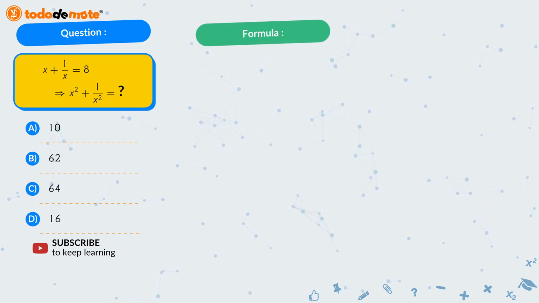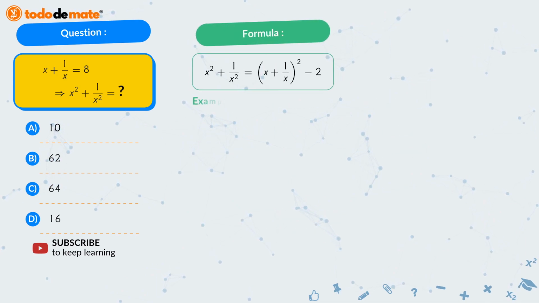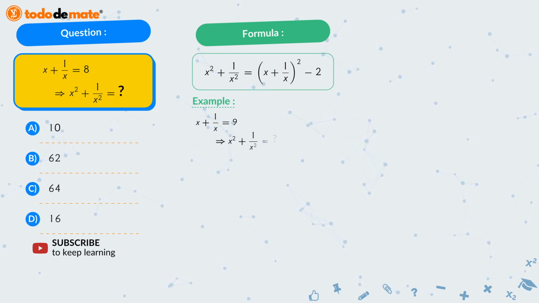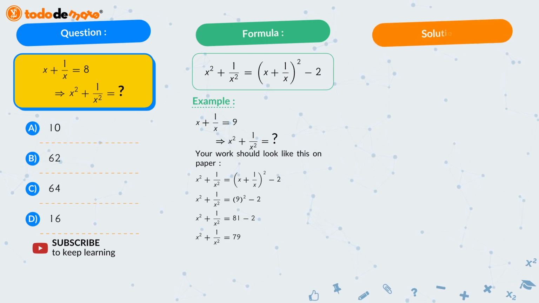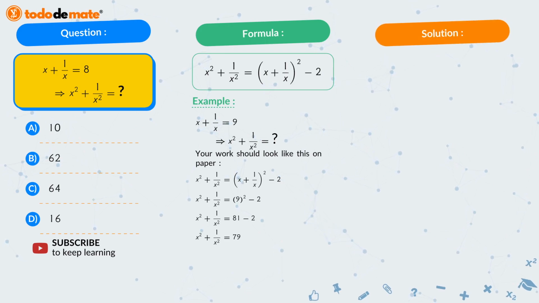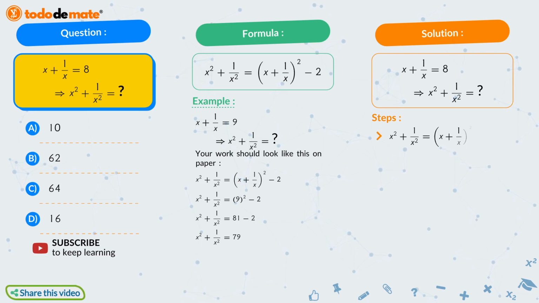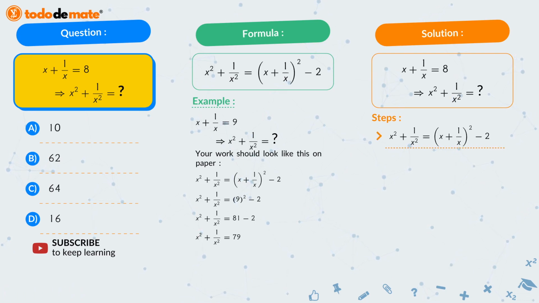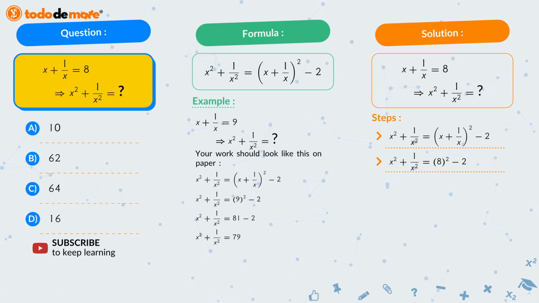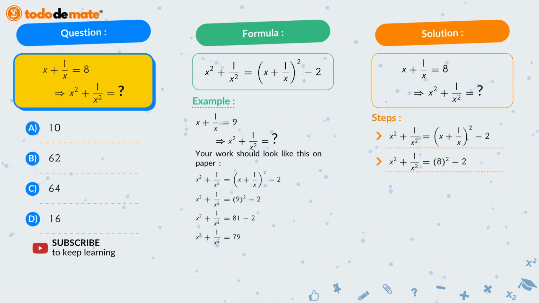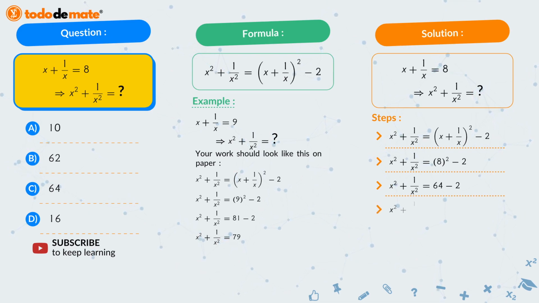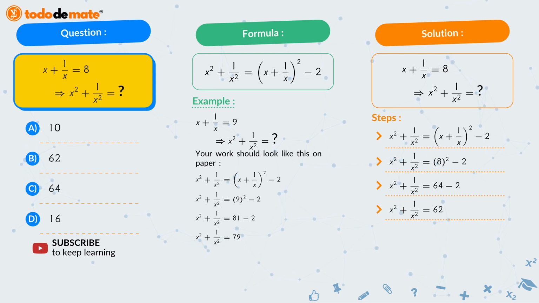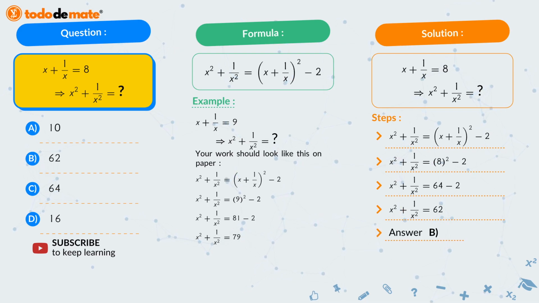Look at the formula. Let's see the next example. We will study the solution step by step. First step. Second step. Third step. Fourth step. Therefore, the correct answer is the option B.